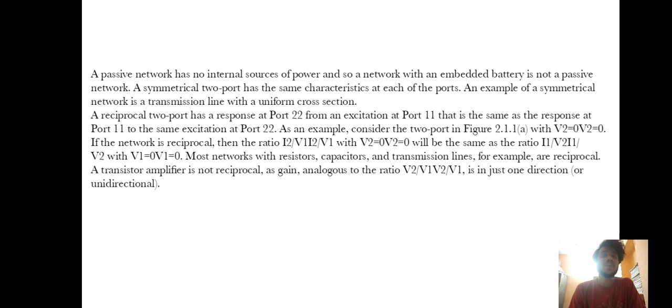A passive network has no internal source of power, and so a network with an embedded battery is not a passive network. A symmetrical two-port has the same characteristics at each of the ports. An example of a symmetrical network is a transmission line with a uniform cross-section.